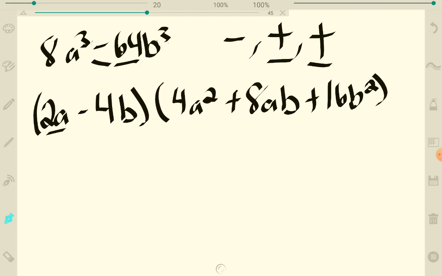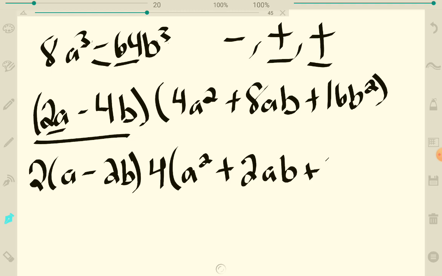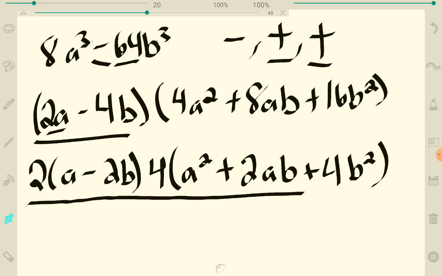Now, since we do have a common term of 2 in here, we can factor that out. That would be a minus 2b. And we do have a common term of 4 in the next equation, so we could do a squared plus 2ab plus 4b squared. Now we could factor further, but this would be our final solution.